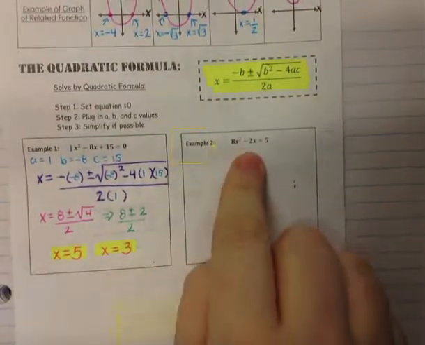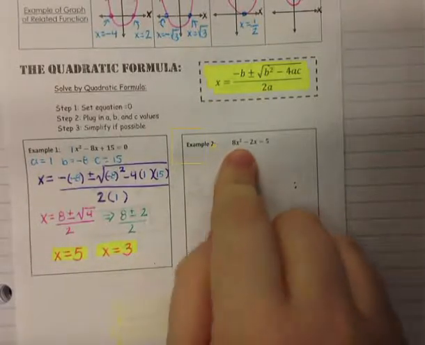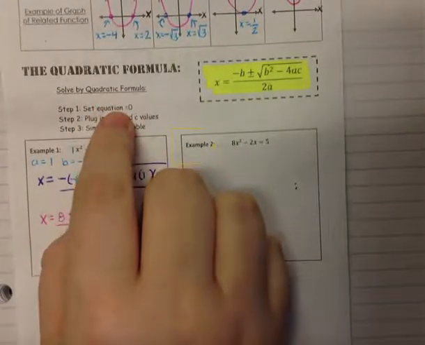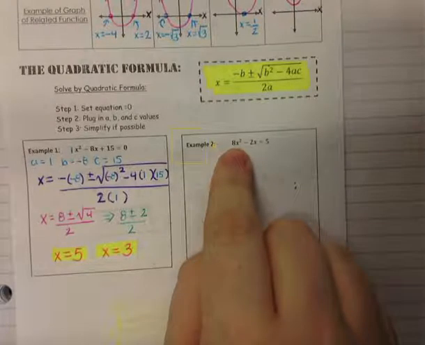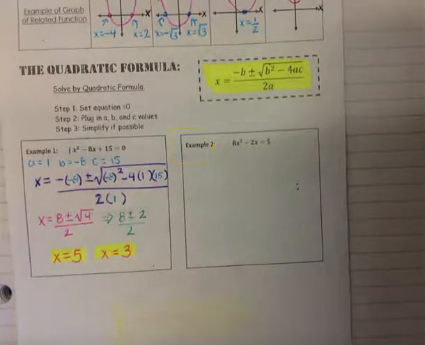On this next example, again, we're going to do these two examples here. Using the quadratic formula, we have to get this set equal to 0, so we have to have it in standard form. We have 8x squared minus 2x equals 5. This is not in standard form. We need to put this back in standard form.